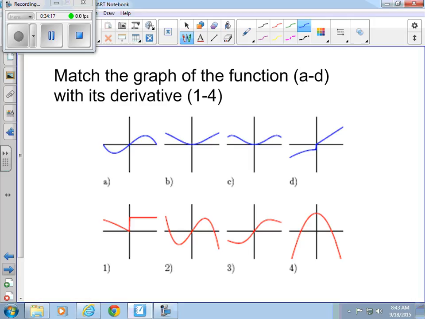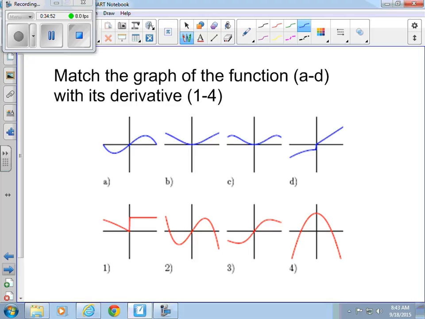Match the graph of a function with its derivative. Well, we've learned some things today. Kelsey said earlier, I have horizontal tangents at maximums and minimums. So if the tangent line is horizontal, the derivative is 0, right? So let's look at A, B, C, and D. Those are the original functions. Would you agree that where those equal 0, my derivative should cross the x-axis?